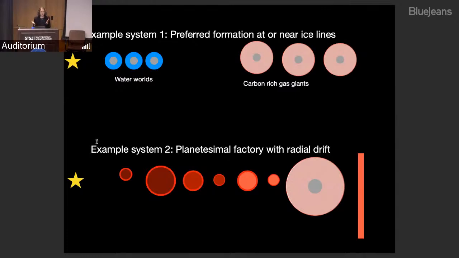So a couple examples of things that we might see. Maybe we see one system where there's sort of a water world region of a few water worlds, and then there's an outer region that has carbon-rich gas giants, and maybe these correspond to a couple different ice lines that were preferred places of formation. And maybe in another system, everything looks weirdly carbon-rich, and maybe there was a big planetesimal factory happening at a particular ice line that made basically all the planetesimals and then sent them in to go into planets. So this compositional information will be really important for understanding where planets form.